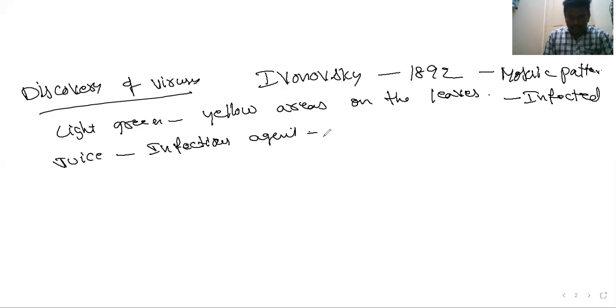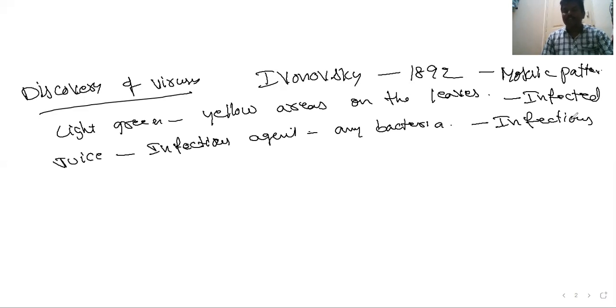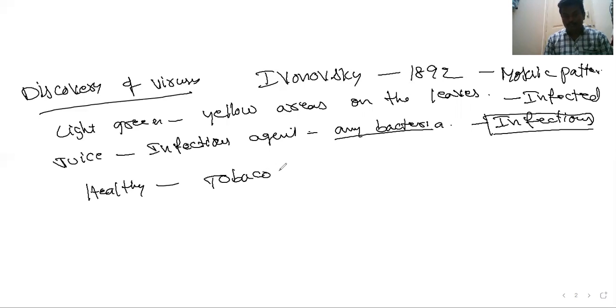He filtered that juice and separated it into two parts: filtrate and non-filtrate. The filtered fluid did not contain any bacteria, but surprisingly, it was still highly infectious. He sprayed that infectious juice on healthy plants, and he observed that the healthy plants were affected with tobacco mosaic virus.